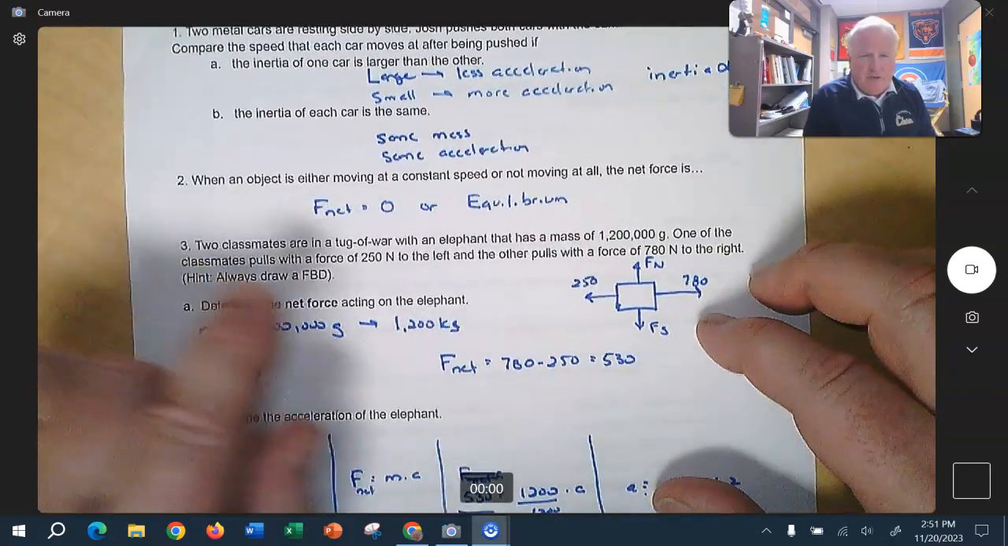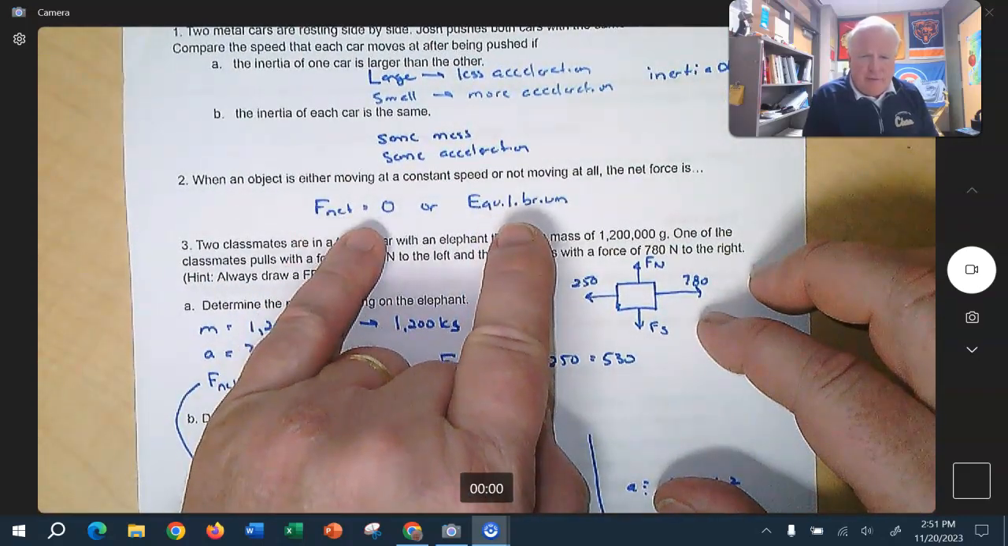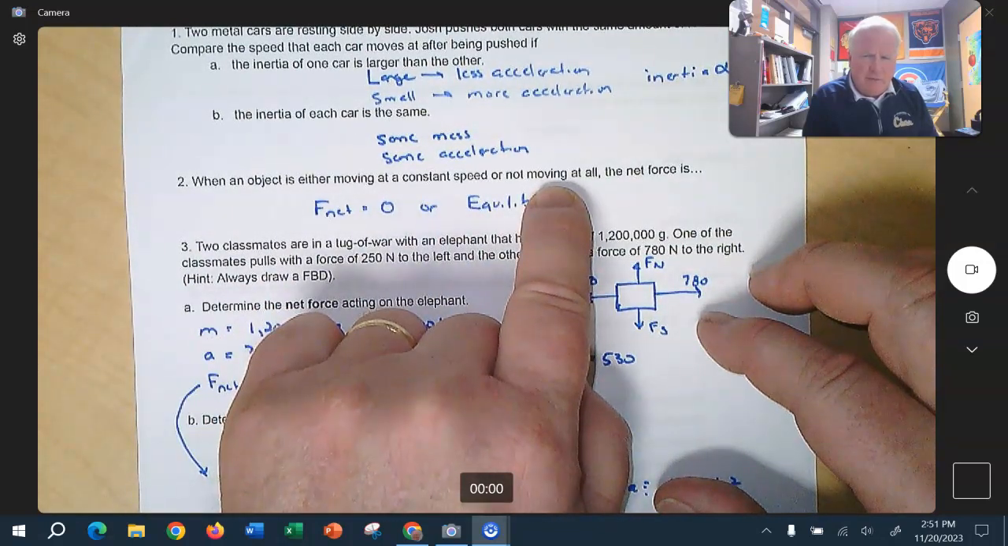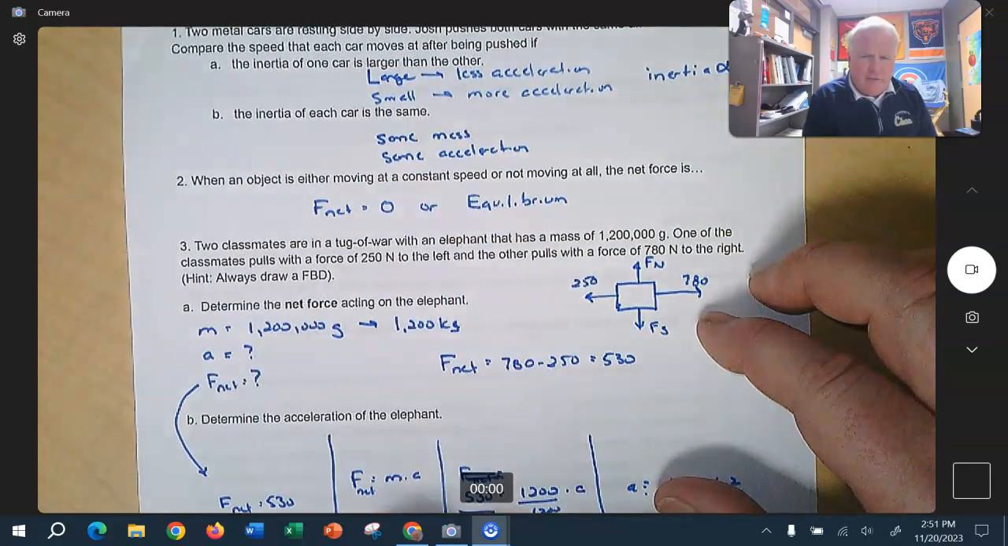All right, question 2. F net has to be equal to 0 when something's at constant speed or moving or not moving. And we can also call that equilibrium.